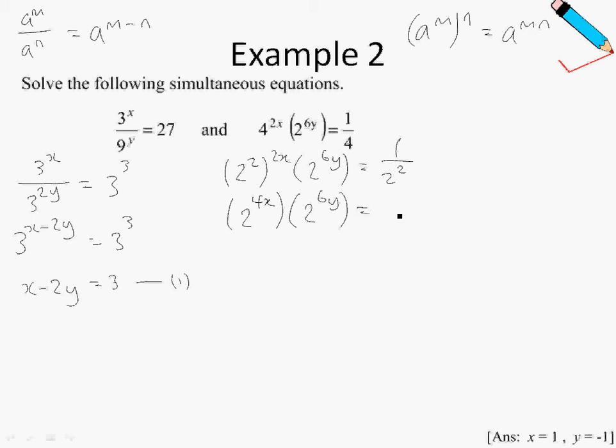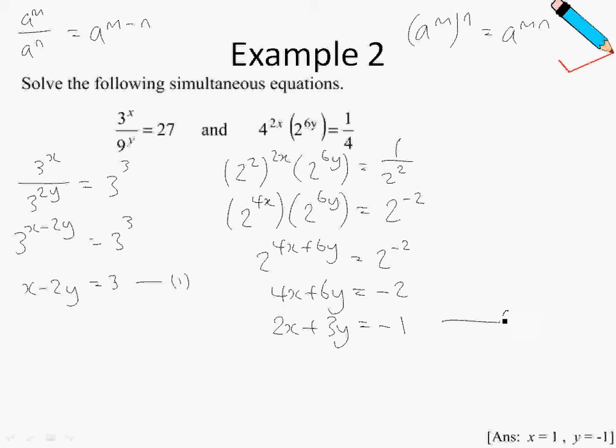Over here I'll change it to 2 to the power negative 2. And if I have a common base, the powers can add up. So 4x plus 6y equals 2 to the power negative 2, and then I can conclude that 4x plus 6y is just negative 2. If I divide by 2 throughout, I get 2x plus 3y equals negative 1, and I'll call this equation number 2.